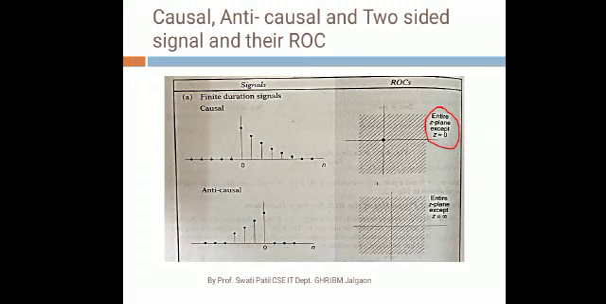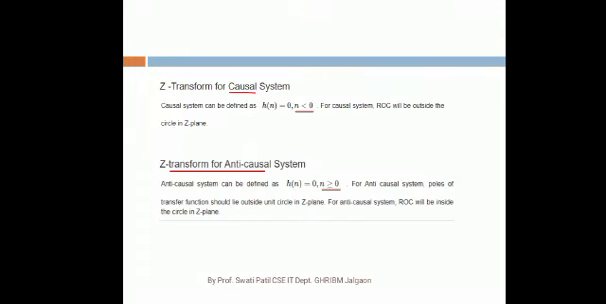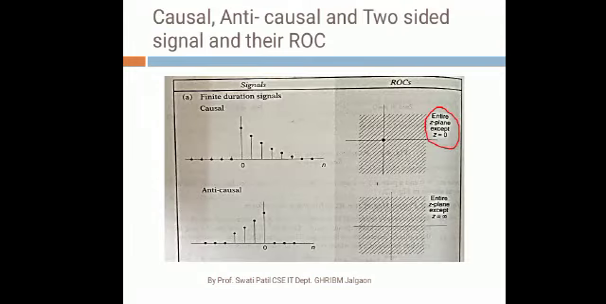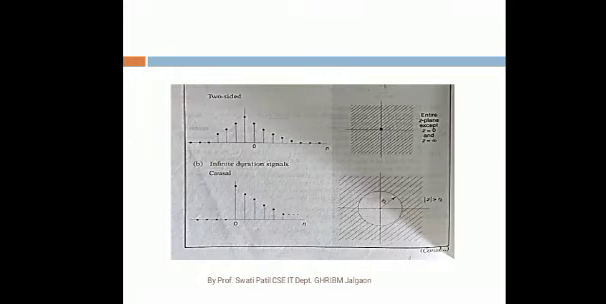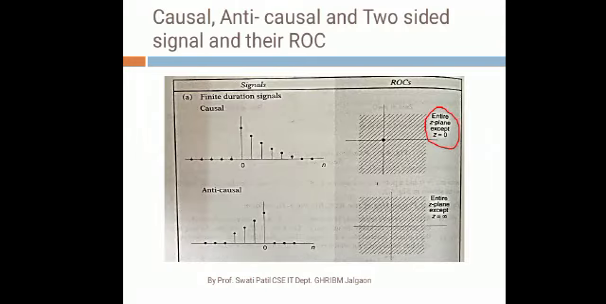In causal system we have already seen that whenever the n value is less than 0, that is a causal system. When n is greater than 0, that is an anti-causal system. And when we have signals at both sides of the origin, then that is a two-sided signal. So first of all we will discuss the first category, that is finite duration signals.